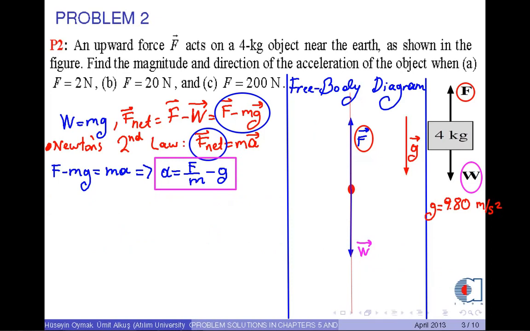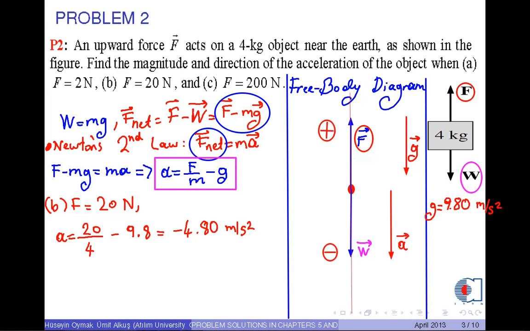When F equals 20 newtons, we have a equals 20 over 4 minus 9.8, which is calculated to be negative 4.80 meter per second square. So, since the result is negative, the object accelerates in the downward direction.